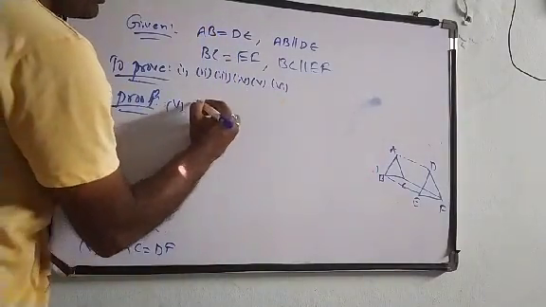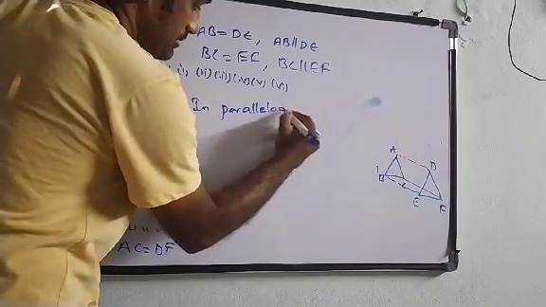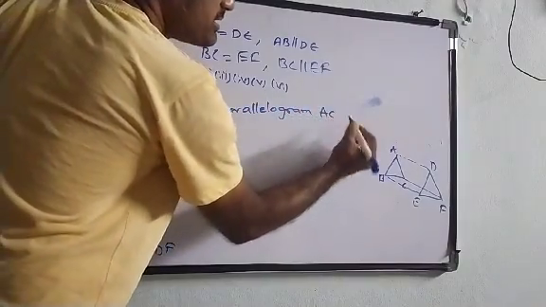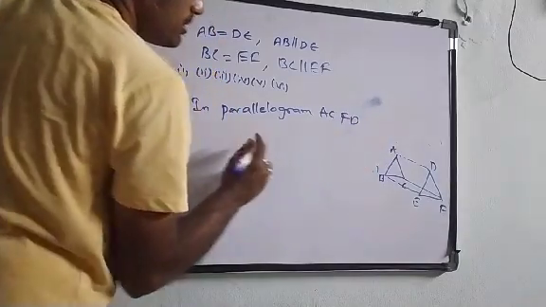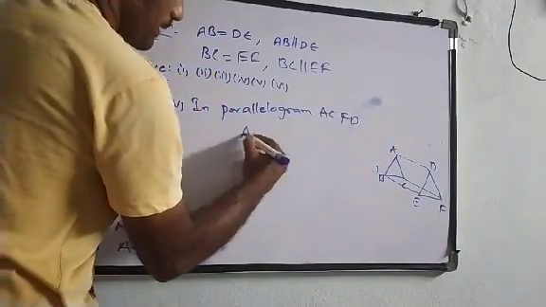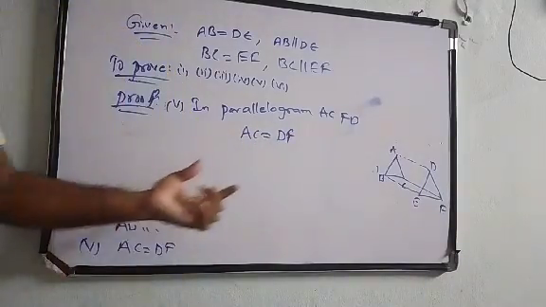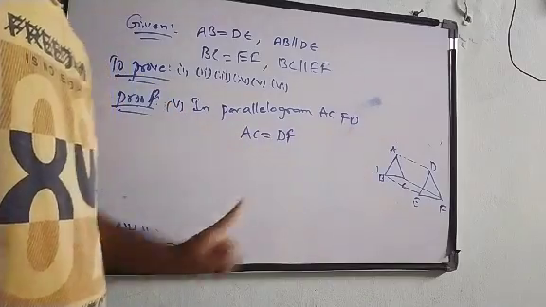So fifth one, in parallelogram ACFD. If it is a parallelogram, it means two pairs of opposite sides are parallel and equal. So we can write AC is equal to DF, because in a parallelogram the opposite sides are parallel and equal.